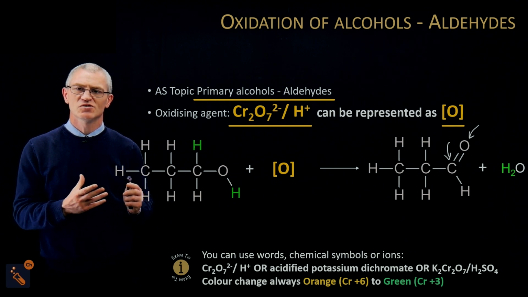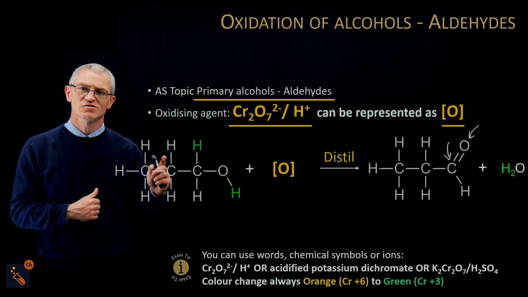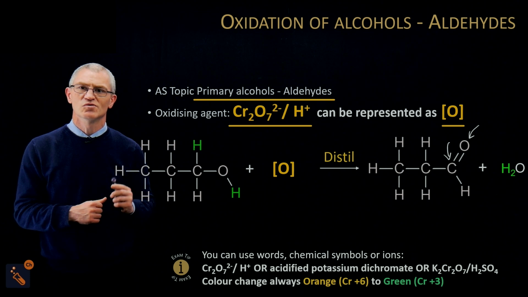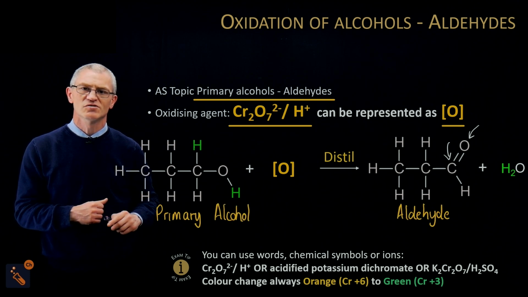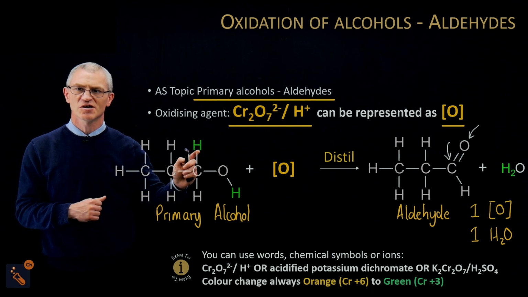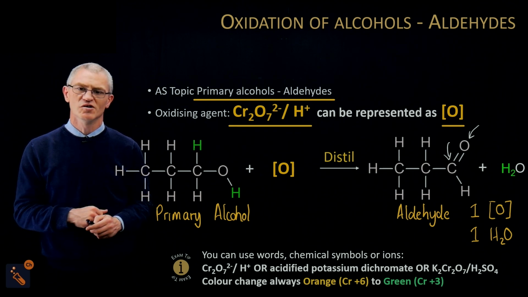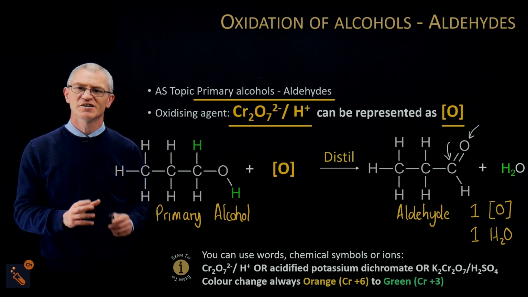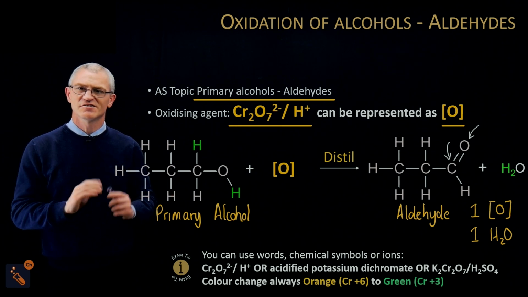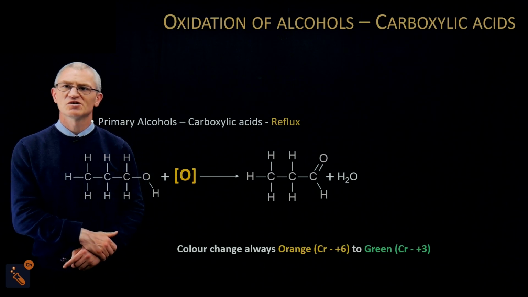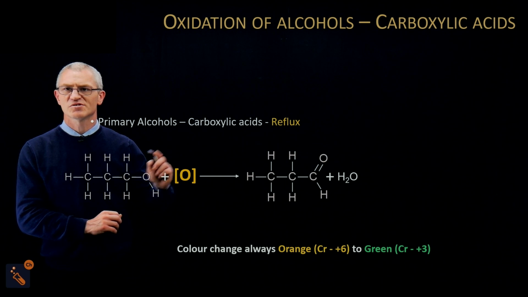Now it's really important, if you do the reactants and the conditions for this, you say that we distill, as we did in the lab. It's really, really important: it takes a primary alcohol through to an aldehyde. And like I say, 1 oxidizing agent is used up and 1 water is produced for that reaction. Just to remind you again, remember that colour change, orange to green. I know in the lab it looks so dark it's hard to see the green, but orange to green is that colour change.